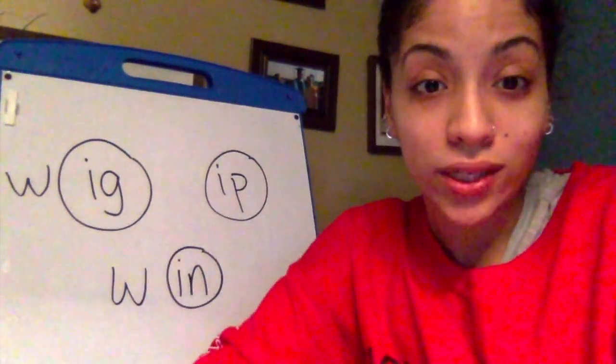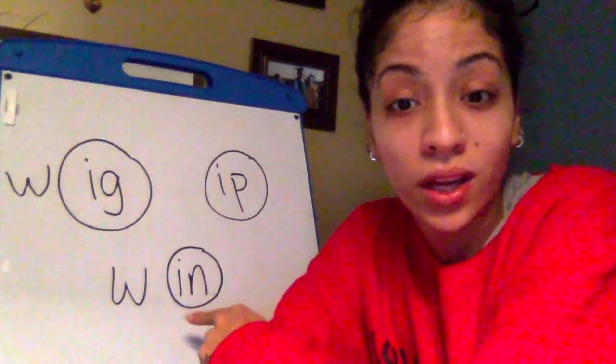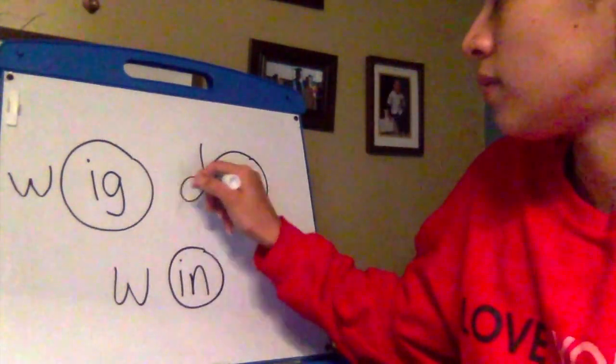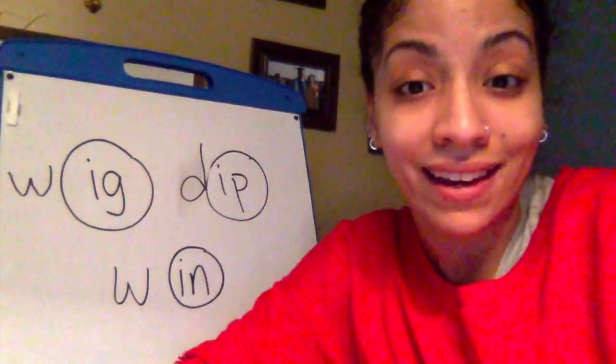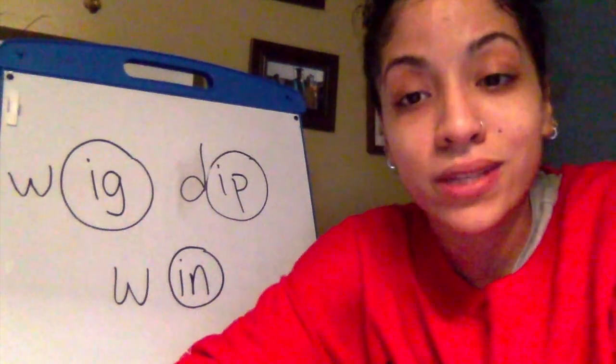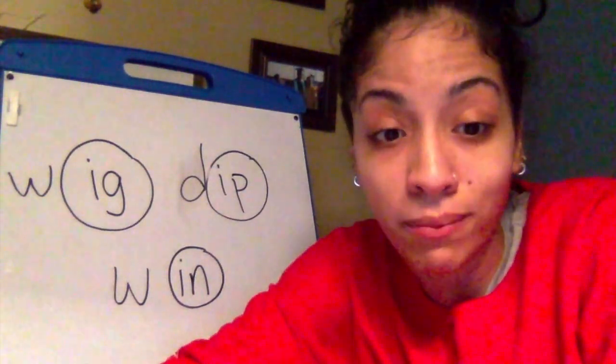So, what if I put a W in front of this one? What is that word? If you have the N family and you put a W in front, that is W-N, win. Very good. What if I put a D in front of this one? What word is that now? D-ip, dip. So you see, you can change that beginning sound and make new words using those word families.